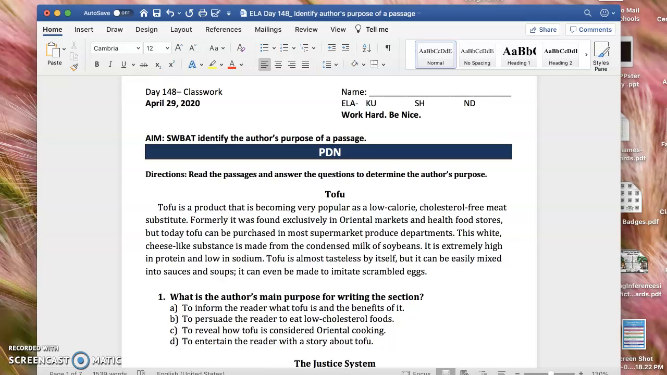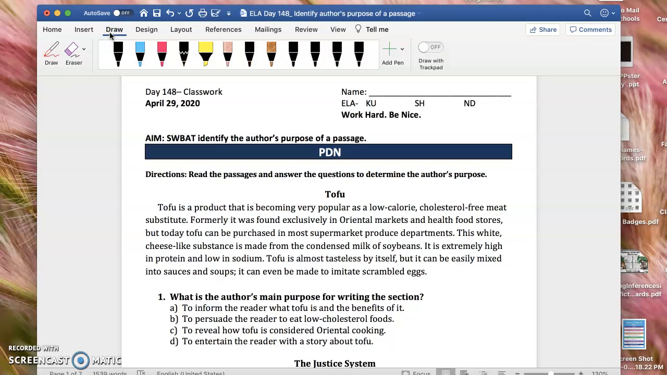Today, guys, we are continuing to talk about author's purpose, but we are transitioning into the author's purpose of an entire passage, okay? So you know the drill. We're going to begin with our PDN. If you did your PDN already, you can follow along. If you did not, pause it right here and begin, okay? So I'm going to get started. I'm not going to read the entire passages, but we're just going to go over them.